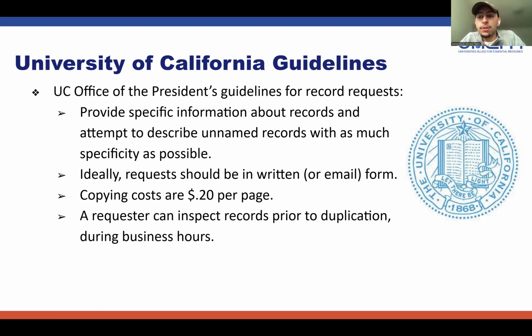Ideally, the request should be written in email form. Copying costs UC-wide are going to be 20 cents per page. So if you are looking for a document, that's how much they're going to charge you if you have to end up printing it. But hopefully you can request electronic transfer and then you wouldn't have to pay anything. Also, a requester can inspect records prior to duplication during business hours, meaning you can basically go in and look at whatever records you want before they copy them and give them to you, so you don't have to pay the fee.